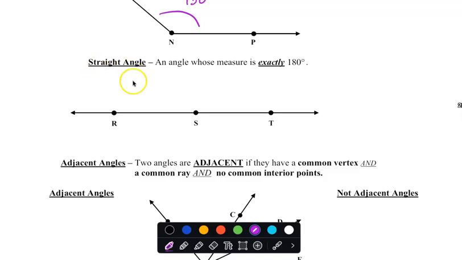Now a straight angle is an angle that's exactly 180. Anytime you have a straight line, anytime you have opposite rays, one ray going that way, one ray going that way, that makes it 180 degrees. So that's a straight angle. You can even say this angle, I could say angle RST. RST is the straight line. So anytime you have a straight line, 180.